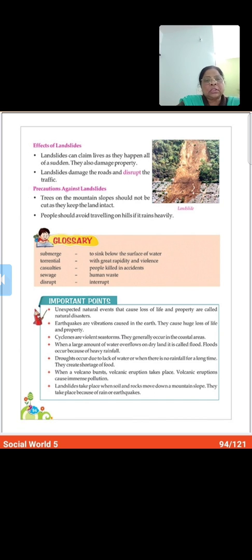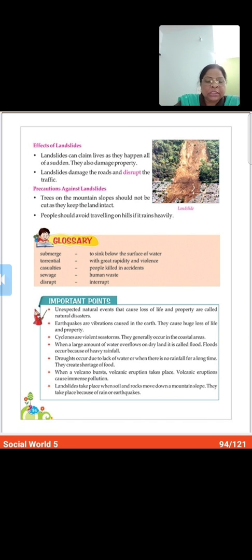It slides down in the river and blocks it, and the river becomes flooded. So now, what are the precautions to be taken against landslides? You can't keep yourself alert, but still you can take some precautionary measures. For that, what do you have to do? First of all, I'll read what is written over here.